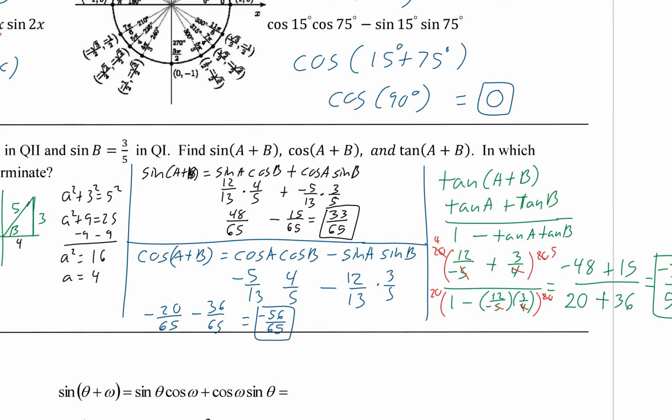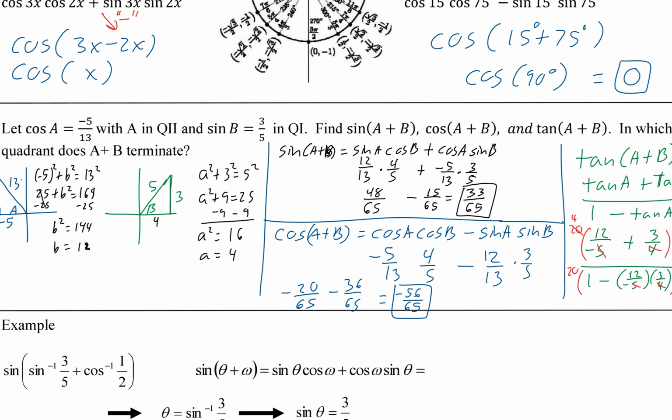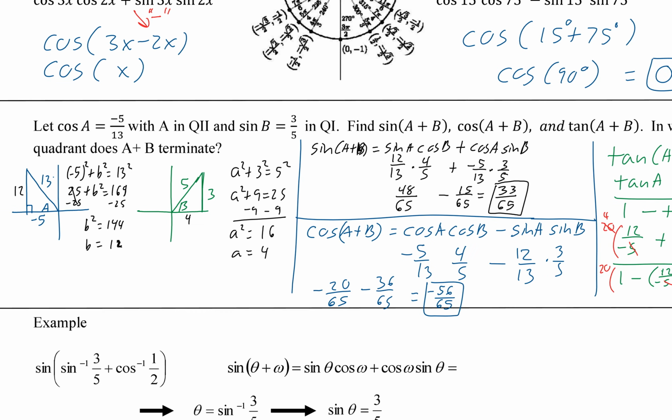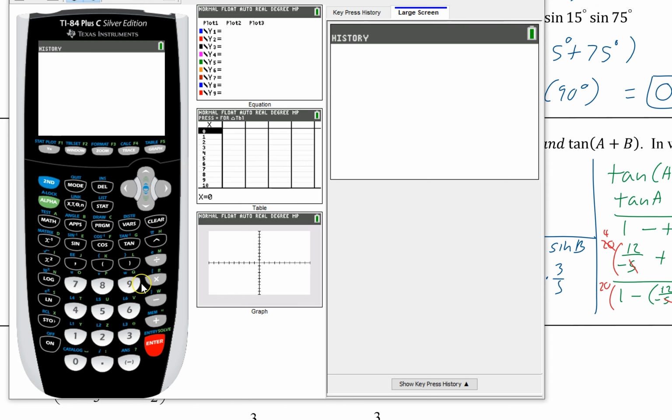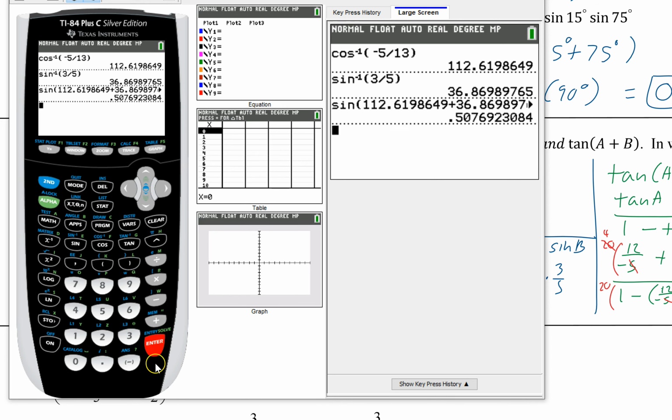Now we can check these. All you have to do is plug in your calculator. So we're going to do an inverse cosine of A to get the angle for A, and an inverse sine, an arc sine of B to get our value of B, and then we will just plug them in. So I'm going to do this very quickly in the calculator to show you. So I've done an inverse cosine, inverse sine. So now if I grab them, put a plus, grab it, hit enter, give me my decimal form.